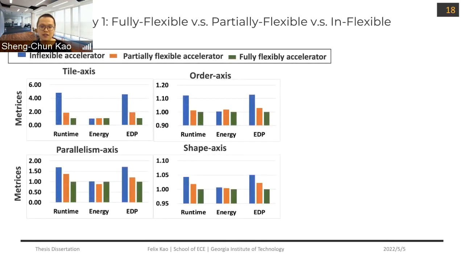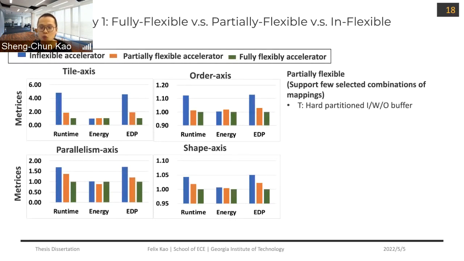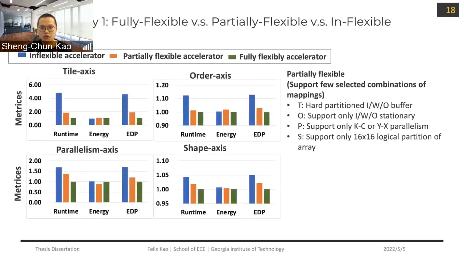So for the first case study, first of all, let me describe how we consider partially flexible accelerator. It means it supports some fixed combination of the mapping. For example, for the partially flexible tile accelerator, we consider equally hard partition of input, weight and output buffer. For the order, we only allow one type of order in each input, weight and output stationary category. And for parallelism, we only allow channel parallelism or activation parallelism. For shape, we only allow the PE array to be logically partitioned with a coarse granularity of 16 cross 16.